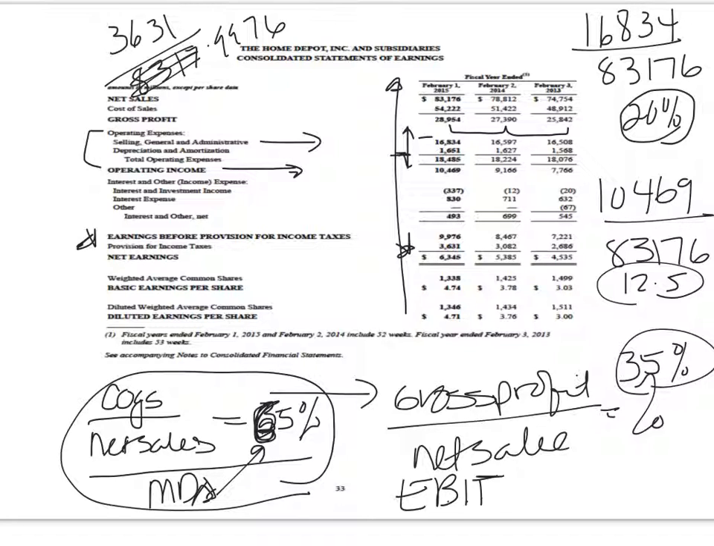I did it wrong. So let me try it again. 3631 divided by 9976 is 36%. So right now the effective tax rate is 36%. So you take the income tax here divided by the earnings before taxes. Okay?